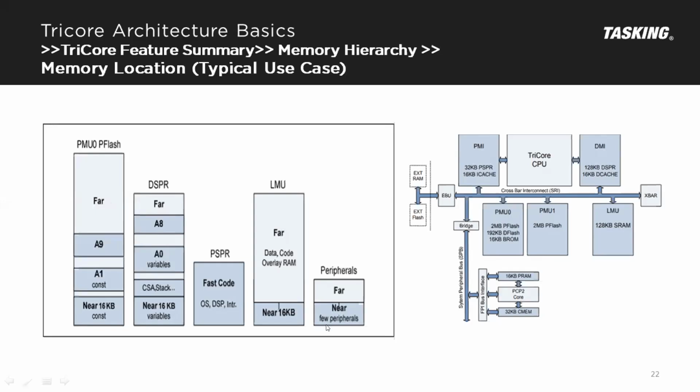For example here for the peripherals as well, you will find near peripherals and far peripherals. So it depends on your requirements. If you want to access a certain peripheral more regularly than others, it really makes sense to declare it as near. If you don't access this peripheral regularly, it makes sense to declare it as far.